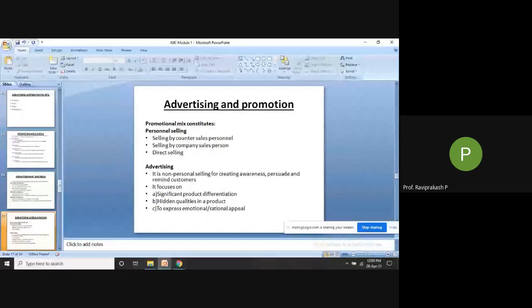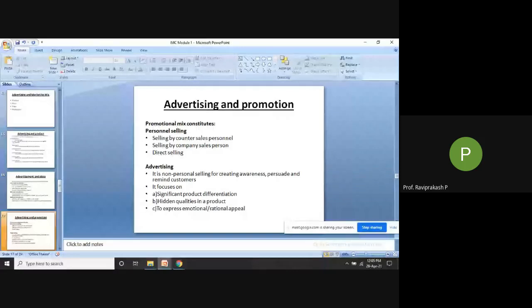Okay, so it focuses on significant product differentiation. How different is my product from the competitors'? Second is hidden qualities in a product. What things are there which we don't usually look into when we see a product? So all those things are highlighted. Next, to express emotional but rational appeal.